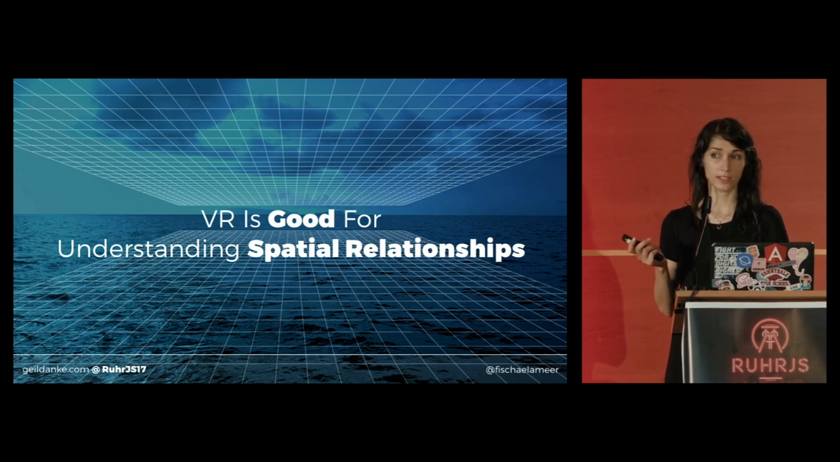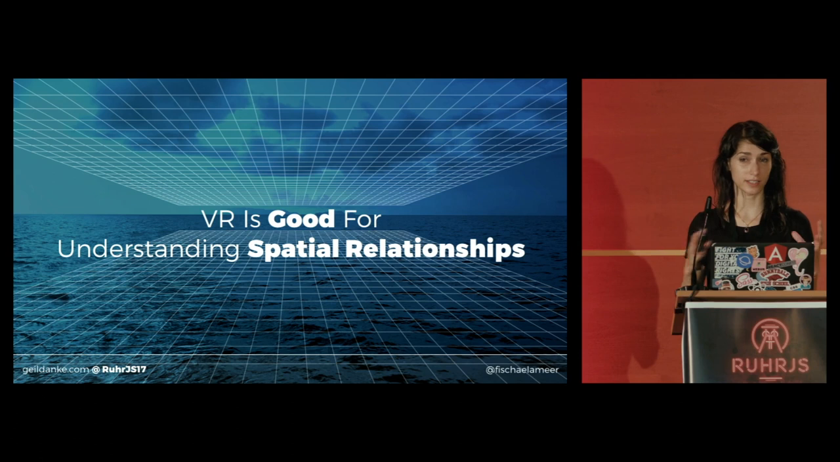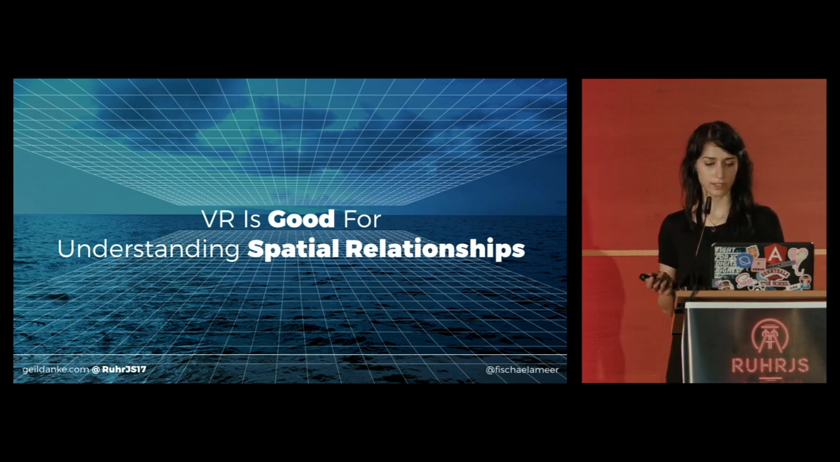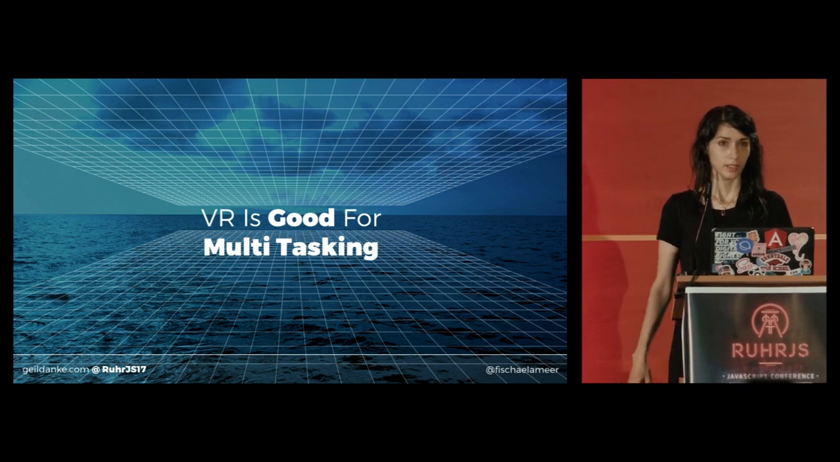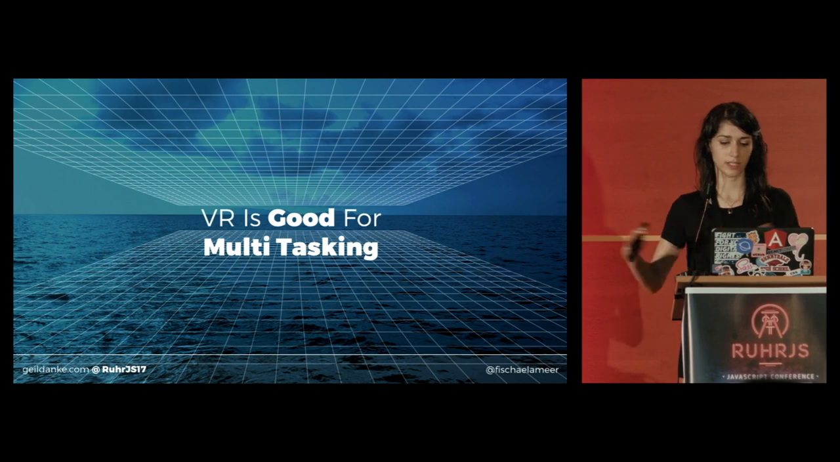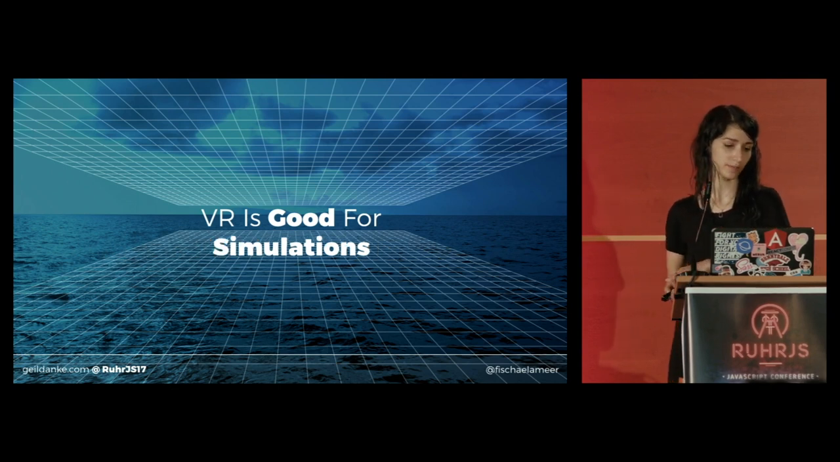Virtual reality is good for understanding spatial relationships. And this is because our human brains are designed for understanding space and how objects relate to each other in the 3D space. Which leads to another thing VR is good at. VR is good for multitasking. Organizing tasks spatially in a 3D way can lead to a massive productivity gain.